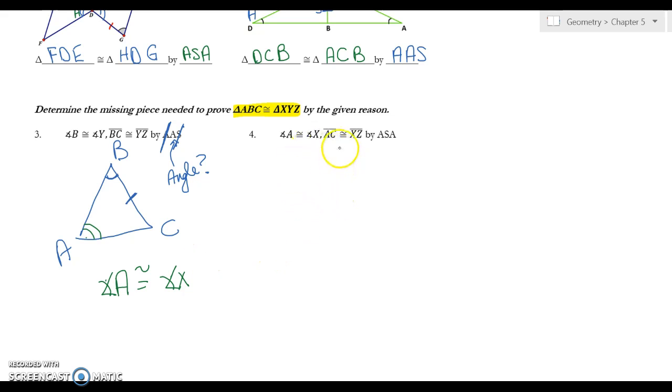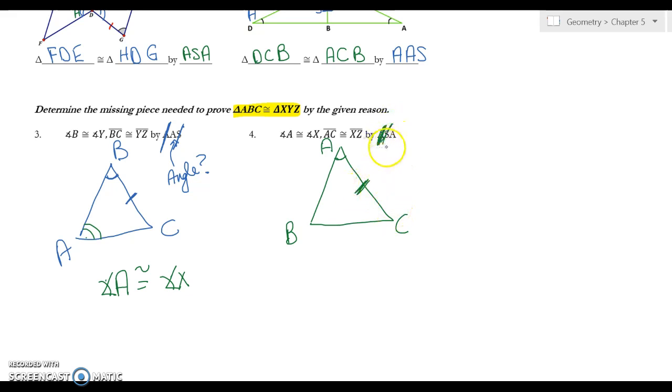All right, for number 4, I'm going to do the same thing. Again, I'm not going to draw both triangles. I don't need both, as long as I know that things go in the right spot. So I have triangle ABC. I have A is congruent to X, so I'm going to mark the angle A, and that's an angle, so I cross off one of the A's. And then this side, AC, so that's a side.